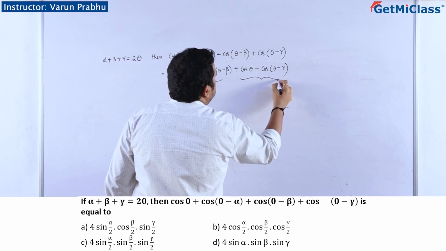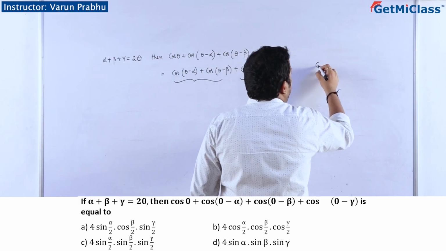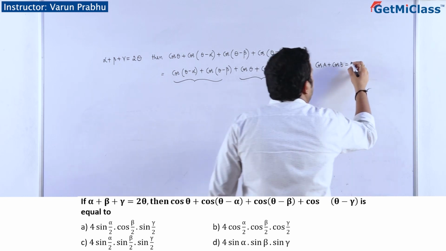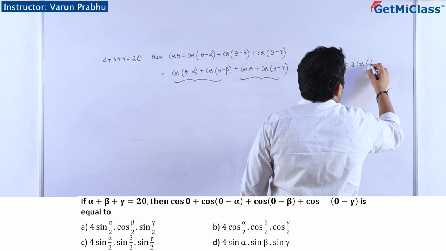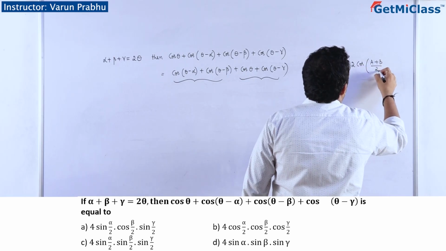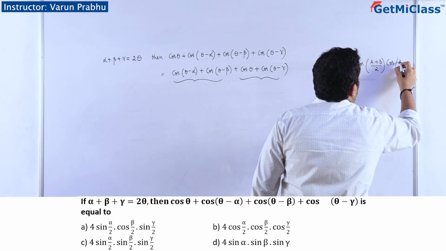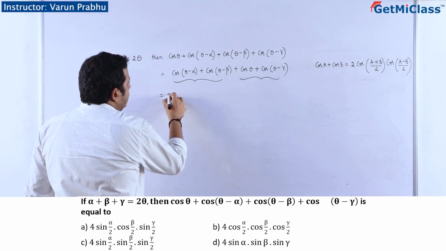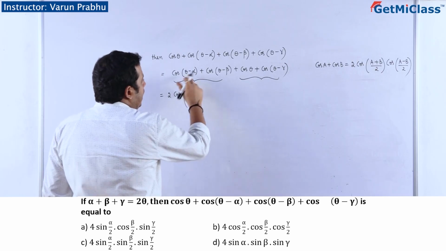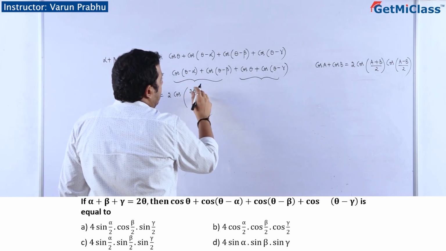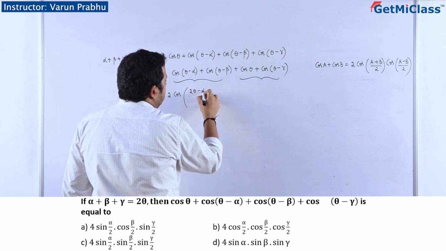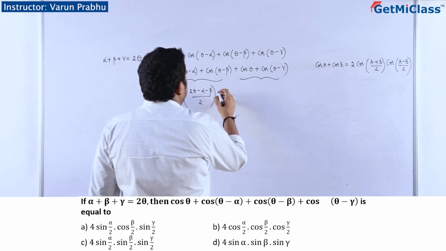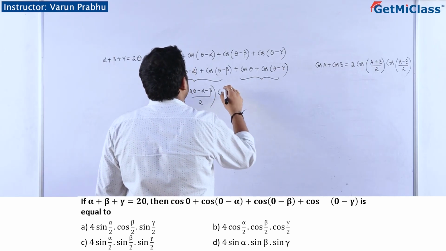Now this is nothing but the reverse transformation formula for cos A plus cos B. What is the reverse transformation formula for cos A plus cos B? We can write this as 2 cos of (A plus B) divided by 2 into cos of (A minus B) divided by 2. So this answer will be 2 cos of (A plus B) divided by 2, which is minus alpha minus beta divided by 2, into cos of (A minus B) divided by 2.